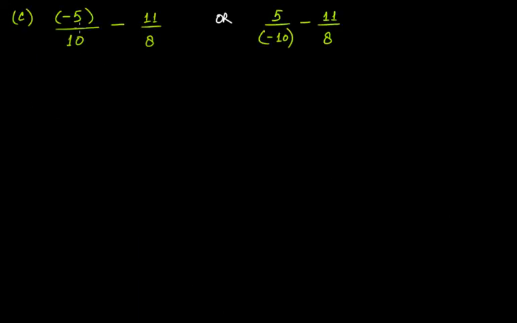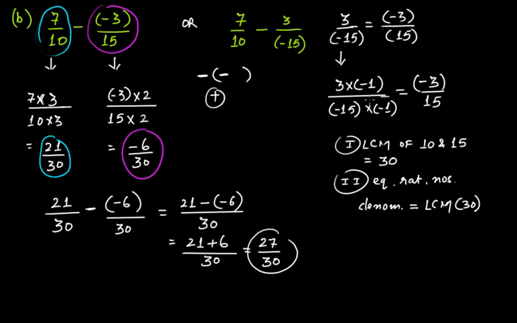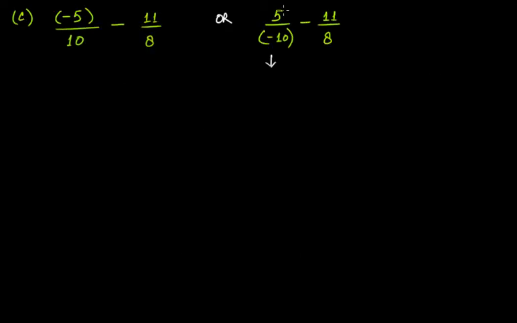In this case, minus 5 over 10 minus 11 over 8, or 5 over minus 10 minus 11 over 8. Clearly the difference is that here the negative sign was in the numerator, but here the negative sign is in the denominator. Therefore, the first step is to make it positive, and to do that you follow the same step that we did here. By multiplying 5 with minus 1 and minus 10 with minus 1, you get minus 5 over 10.